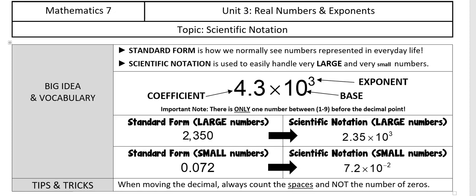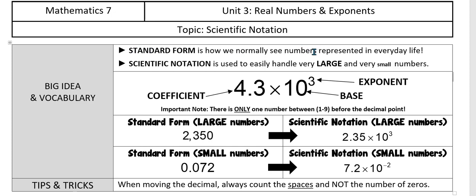In this video, we're going to take a look at how we can write numbers in scientific notation. Scientific notation is a form that lets us write really, really big numbers and really, really small numbers much more easily than we normally would have. If we start to take a look here, we can see that we have standard form, and that's how we usually see the numbers every day.